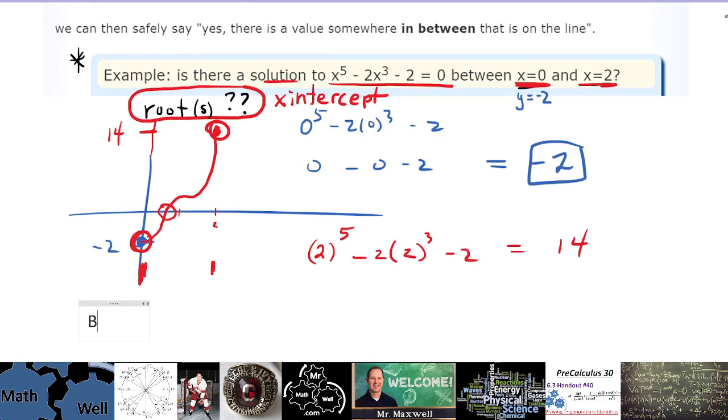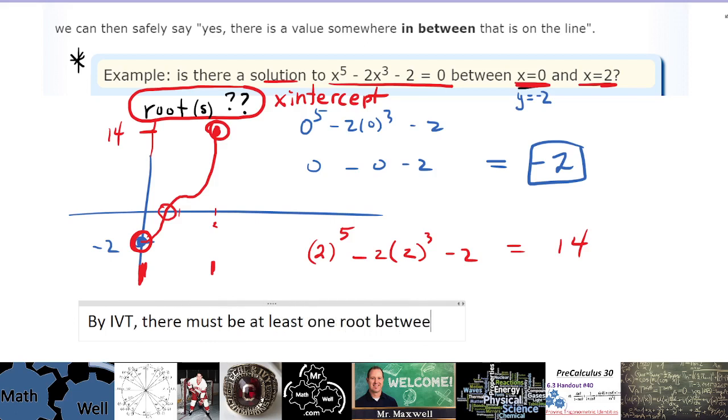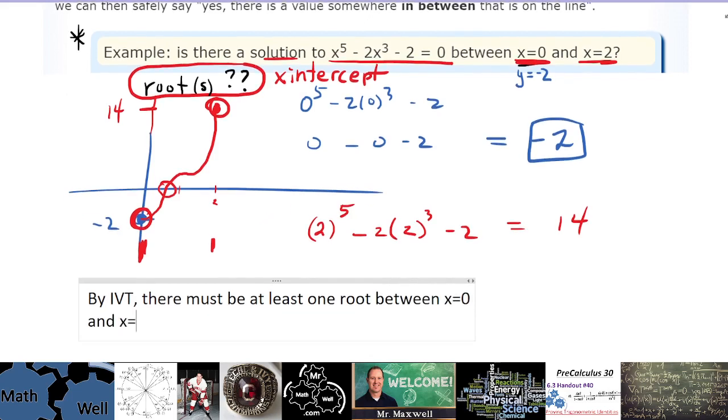So the answer to this is, by the intermediate value theorem, and you can read that IVT right now, by IVT, there must be at least one root between x equals 0 and x equals 2 for the function, for the equation given.